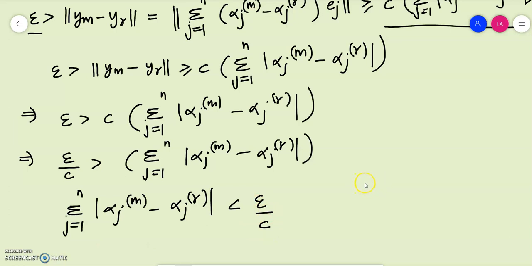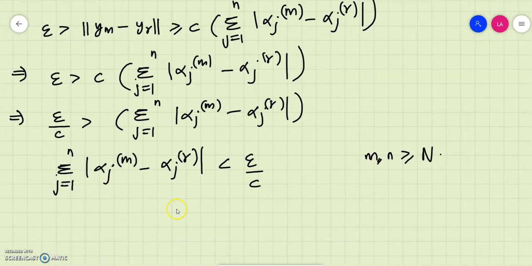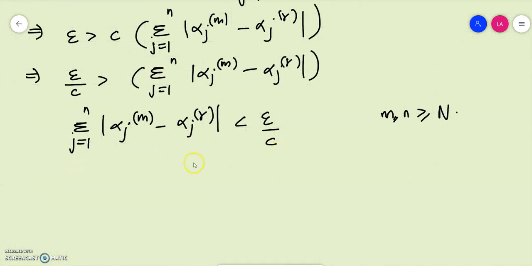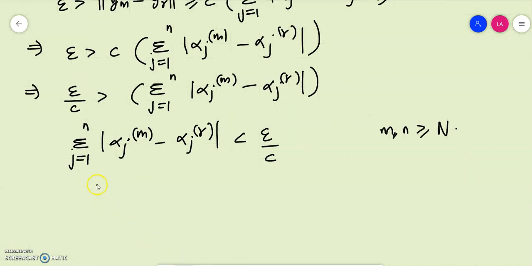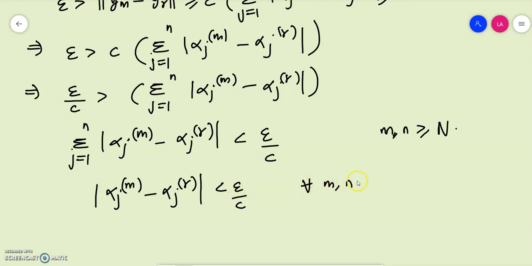Since we have obtained this inequality by using Cauchy's condition, we can write this for all m, n greater than or equal to capital N. Now since this is a summation of moduli, it is a sum of positive terms, so this sum should be less than epsilon by c for all m, n greater than or equal to N, which means that each of these individual parts should be less than epsilon by c. Since the sum is less than epsilon by c and it is a sum of positive quantities, each part should be less than epsilon by c. So I can write the modulus of alpha jm minus alpha jr should be less than epsilon by c for all m, n greater than or equal to N.